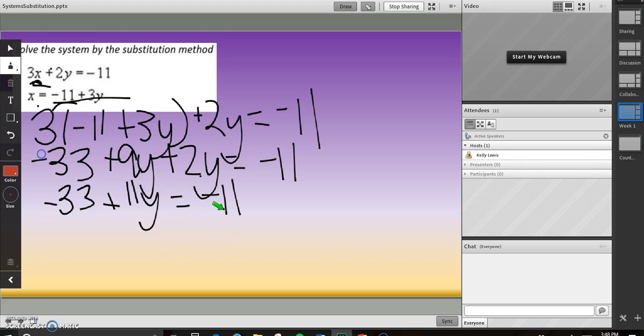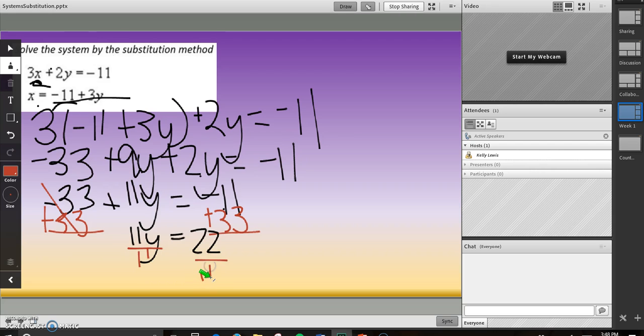It's a constant, so I need to move the other regular number over. So I get 11y equals negative 11 plus 33. I had to do it in the calculator. I was like, I think it's 22. Let me double check. All right, it's 22. This 11 is being multiplied, so I'm going to divide. And so 22 divided by 11 is 2. All right, I solved for y. This is y, 2.